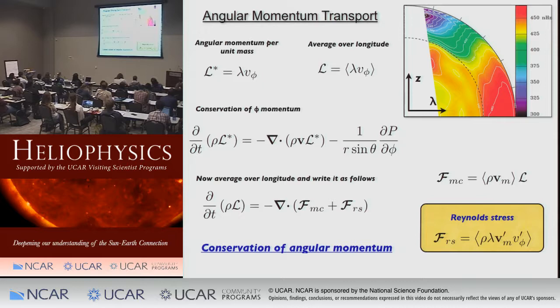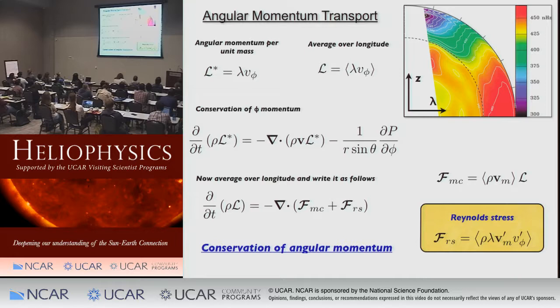So the phi momentum equation you can write like this: d by dt of rho times L star equals the divergence of the angular momentum flux, and there's a pressure gradient here. The gravity doesn't come into it because it doesn't have a phi direction. We've neglected the viscous diffusion here. But the Coriolis force is captured. This captures the V dot grad V term and the Coriolis force both.